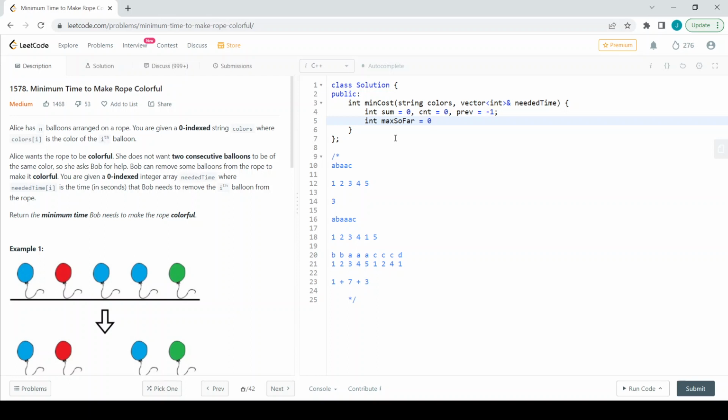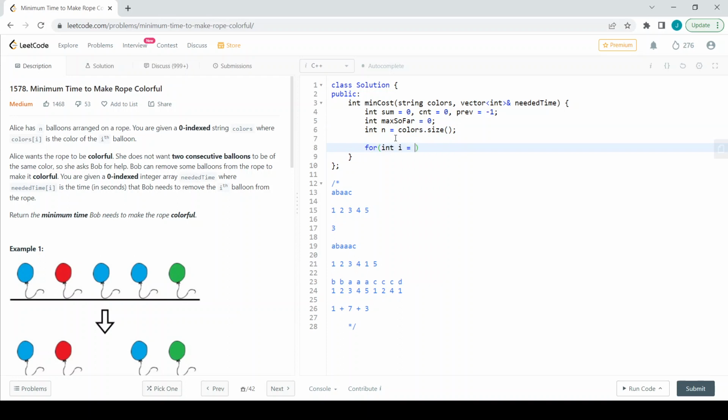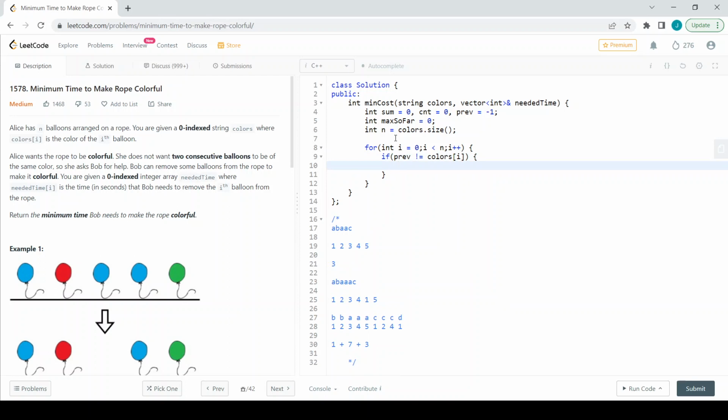And then what are the other things we need? We will take the size as well, colors dot size. I think that is sufficient. So let us try to go for it. We can traverse the array: i equal to 0, i less than n, i plus plus. Whenever my previous is not equal to colors of i, which means the previous color is not equal, then I have reached a point where there is a break. So what I will do is check first whether my counter is greater than 1.